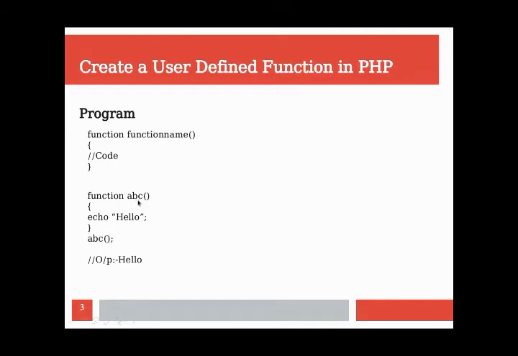The above is the function definition, that is function ABC, and here we call that function directly with the function name. When we call that function ABC, whatever statements are in that function will be executed. There is only one display statement, hello. So the word hello will be displayed when you execute this program.